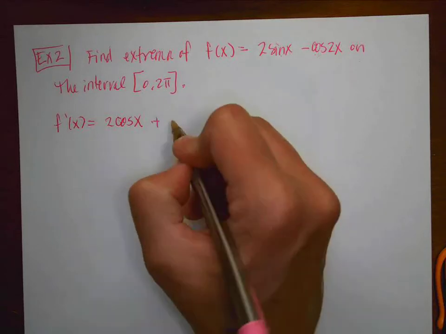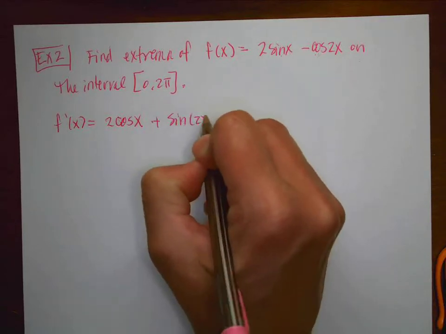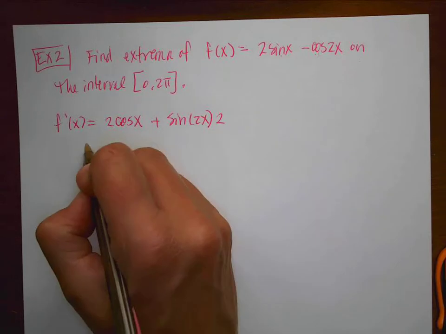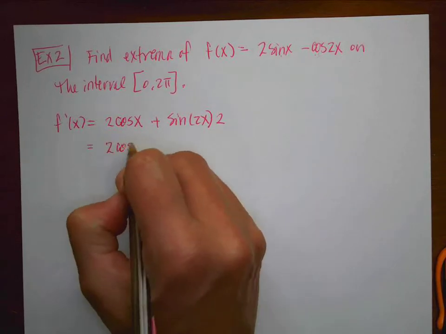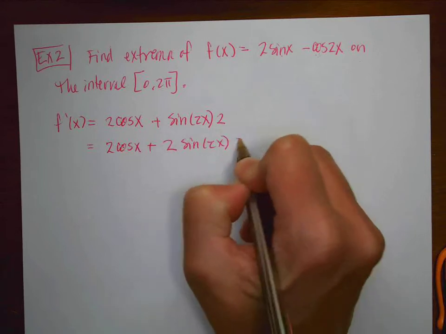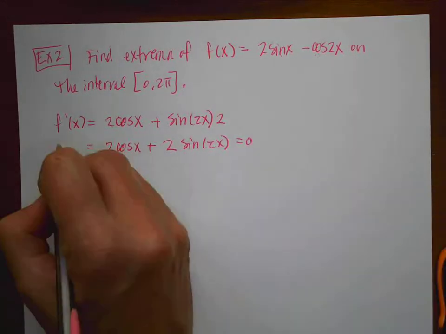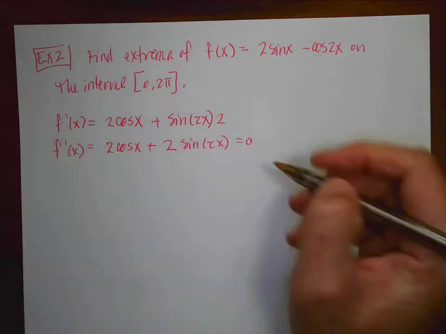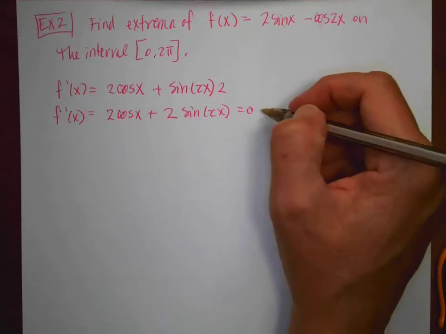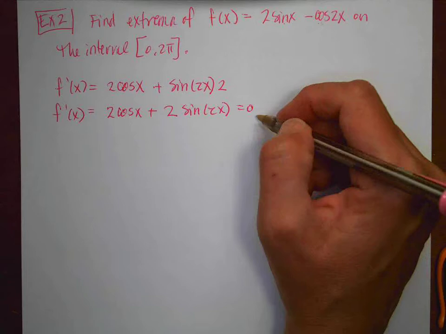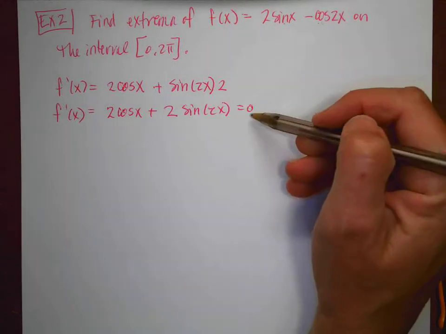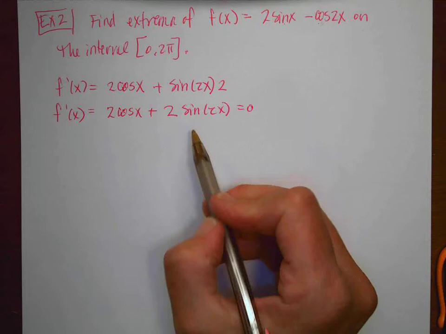The derivative of cosine is a negative sine, so this is going to be plus the sine of 2x times the derivative of the inside, which is 2. And I'm going to rewrite that: 2 cosine x plus 2 sine of 2x equals 0. So I've shown that I've set the derivative equal to 0. This is a critical step, and on an FRQ, this will be one of those things that earns you 1 out of 9 points just for showing that you set the derivative equal to 0.